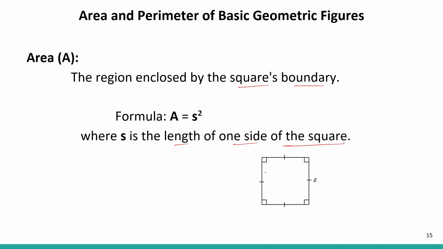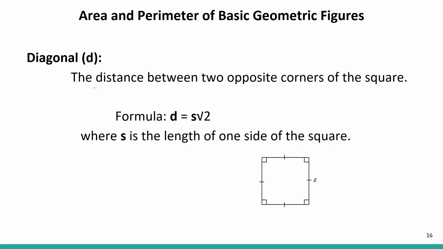Now the diagonal is the distance between two opposite corners of the square. So the formula is D is equal to S into root 2, where S is the length of one side of the square. So how can we evaluate the length of the diagonal? Here this will be the diagonal, right? Let it be denoted by D1. How can we evaluate this D1?